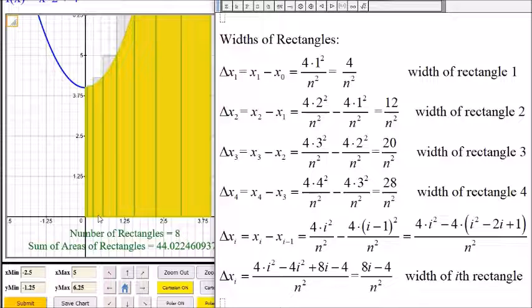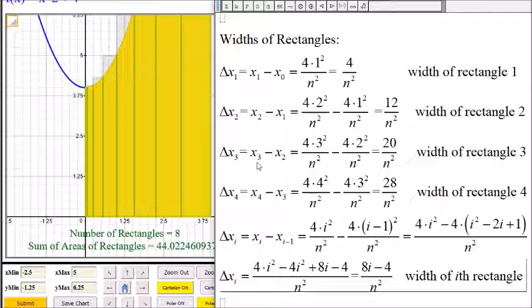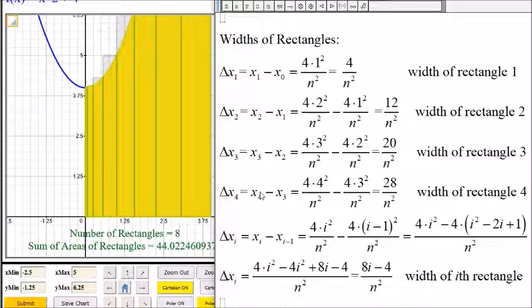And then the width of the third rectangle will be x of 3 minus x of 2. And so we'll get 20 over n squared. And again, if n is 8, then it'll be 20 over 64. And then the width of the fourth rectangle will be x of 4 minus x of 3. And we get 28 over n squared, where n, again, is the number of rectangles.